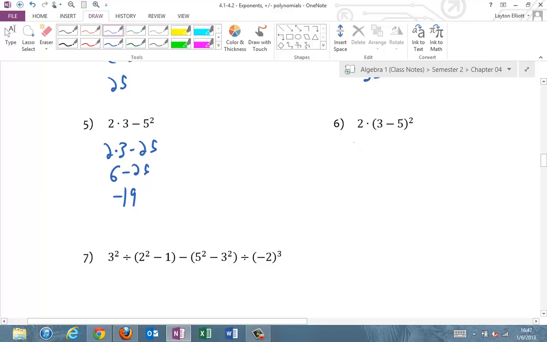Number 6, I'm going to do the groupings first. 3 minus 5 is negative 2. Then I'm going to go exponents. Negative 2 squared is positive 4. And then I'm going to do 2 times 4, or positive 8.